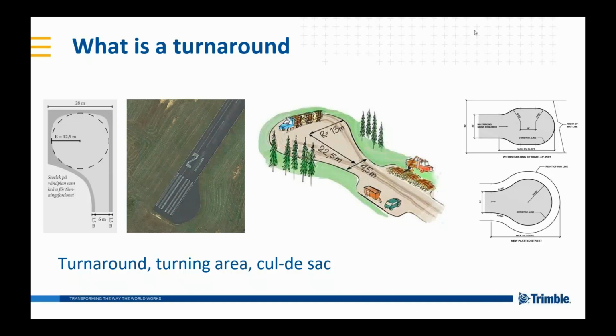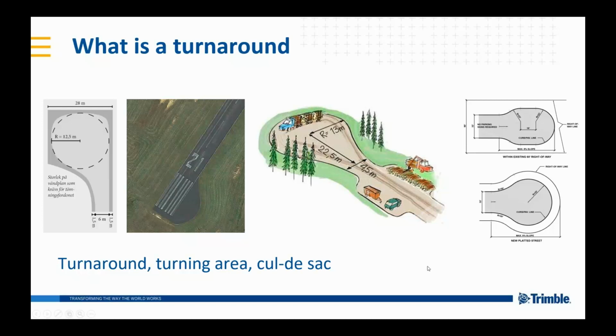A turnaround, a turning point for all kinds of vehicles. We have some examples here, for example, from the Swedish requirements for a dust truck to turn around. We have an airfield, for example, or a timber truck turning area and so on. So no matter the scale of the turnaround, it looks the same. I'm just going to show you a method for doing this in Novapoint.